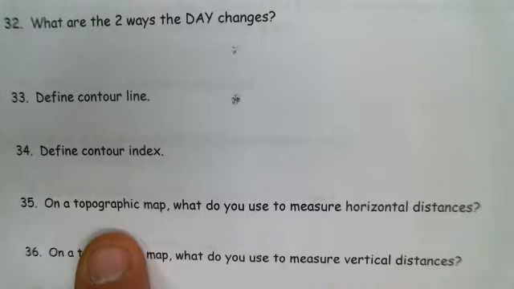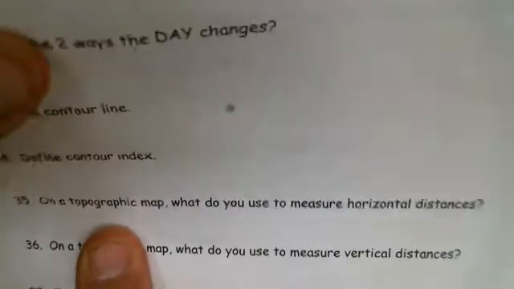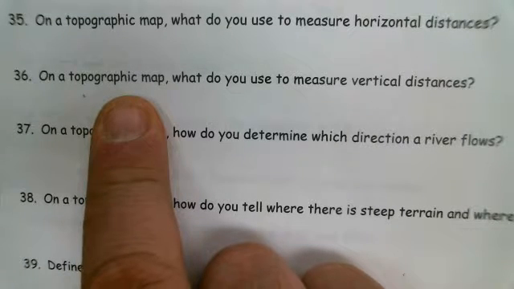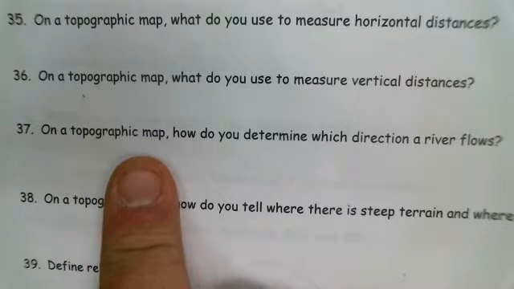You use the scale. That's the thing at the bottom of the map that shows you that 1 inch is 50 feet or 1 centimeter equals 1 mile or something along those lines. Number 36, on a topographical map, what do you use to measure vertical distance? That's the contour lines.